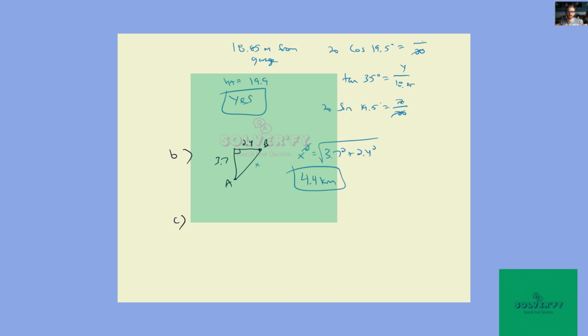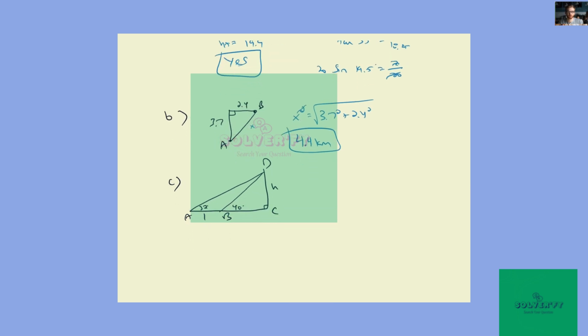And for part C, we want to find the height of the mountain. We need to do a quick recreate here. This is 40 degrees. And this is 32 degrees. And this is 1 kilometer. All right. What we can do is, this would have to be 140 degrees.